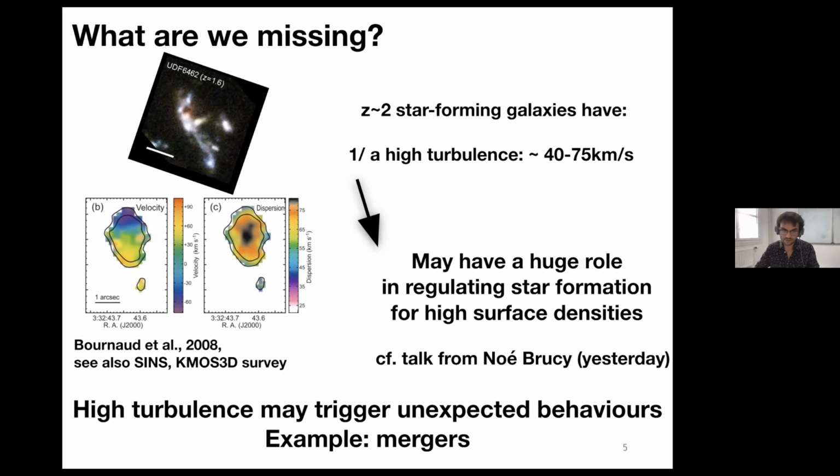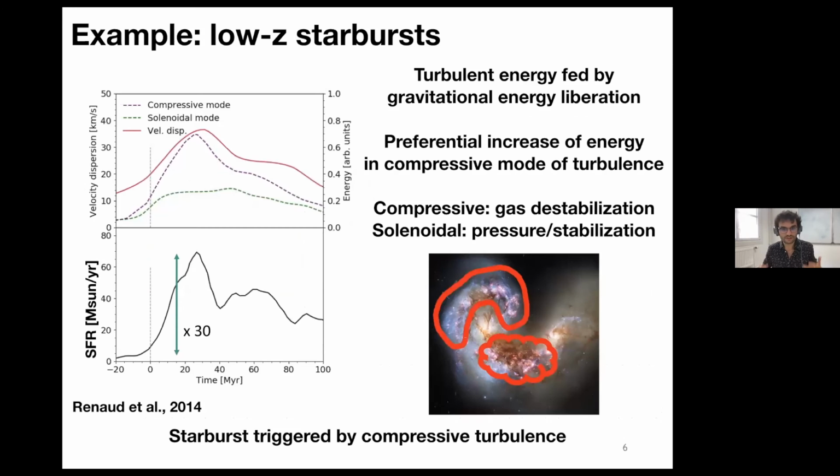One example on which I worked before, it's a kind of old work now, but it's still interesting to see, is mergers. If you look at what happens in a low redshift merger, for instance the Antennae galaxies, part of the gravitational energy is liberated into turbulent motions. This increase of turbulence, mostly in a compressive mode, is creating a starburst and increases the star formation rate a lot, by a factor of 30 here in the simulation by Florent Renaud.